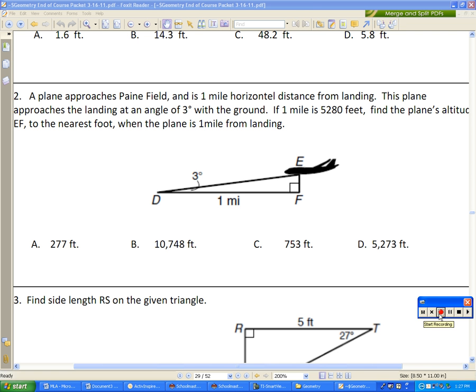All right, so how'd you get A? We went tangent this time, right? So tangent of 3 degrees equals EF divided by 1. So really the answer is just whatever the tangent of 3 degrees is, right? Oh no, because we got to change it into feet. You have to go 5,280 times the tangent of 3 degrees, and when you do that, you get 277. All right, good deal.